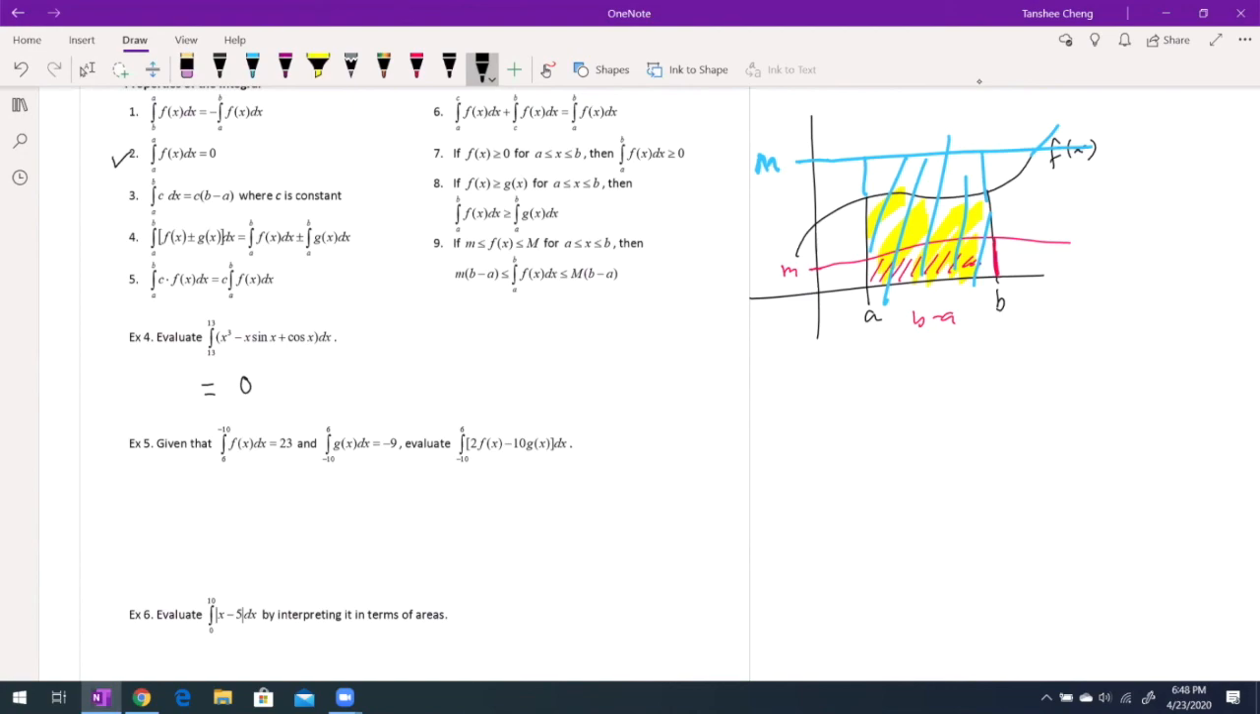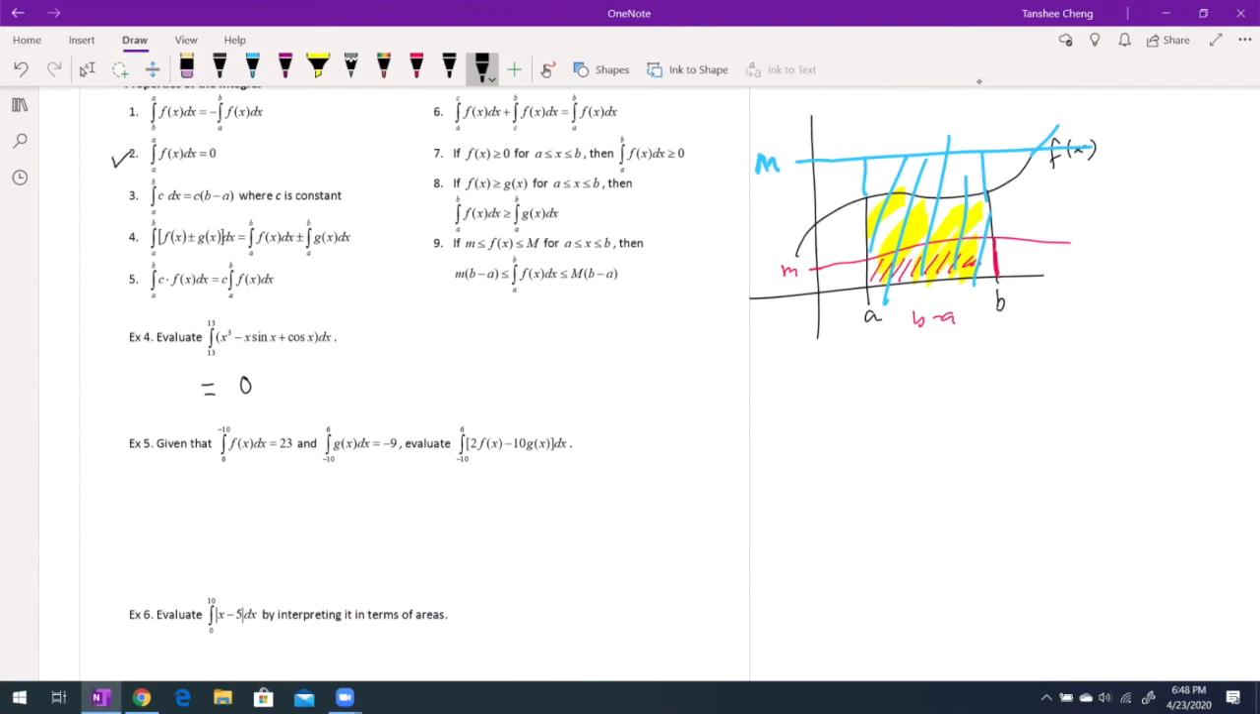Given that the integral from 6 to negative 10 of f of x dx is equal to 23, and the integral from negative 10 to 6 of g of x dx is negative 9, we want to find the integral from negative 10 to 6 of 2 times f of x minus 10 g of x. So that means we need to use the properties to find out what this value is.